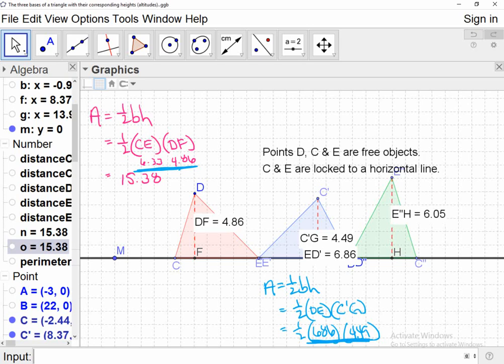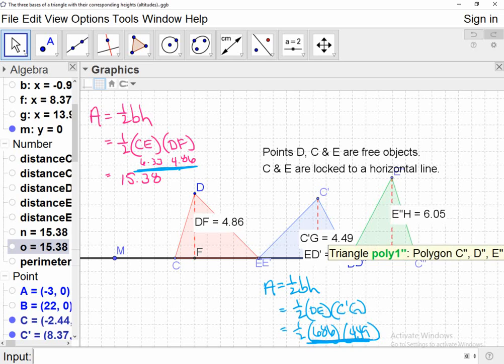But what happened if you compare these? So DF and C prime G. This one was 4.86. So coming down here, didn't it decrease to 4.49? Yeah. So then to keep the products the same, this number here must have had to increase down here. And they do that proportionally. Does that make sense? Okay.